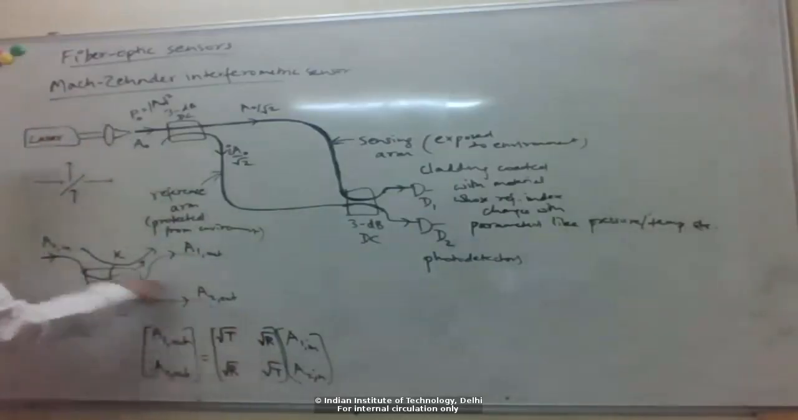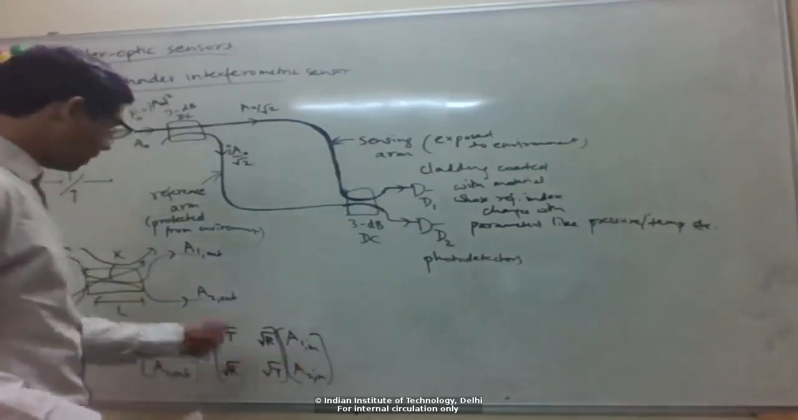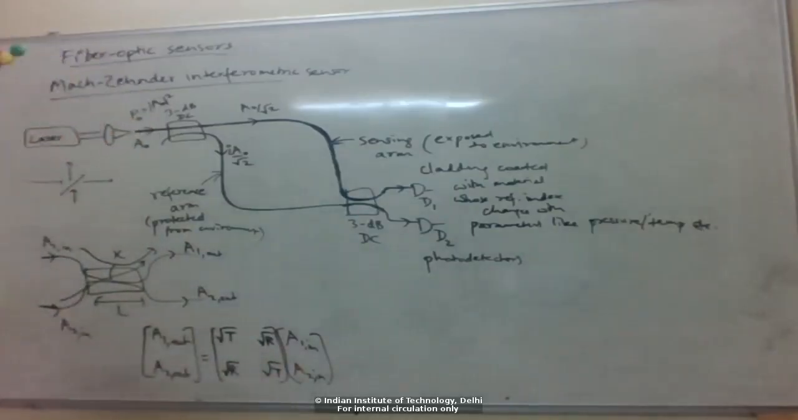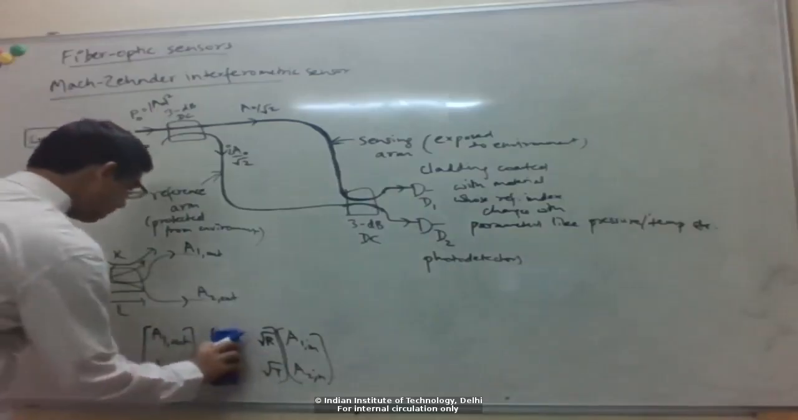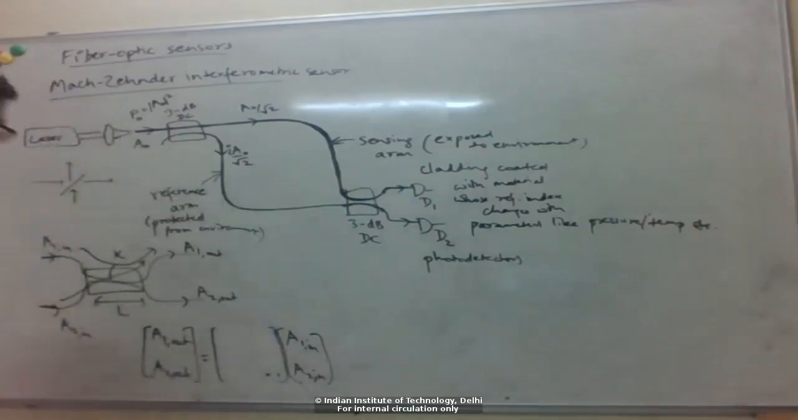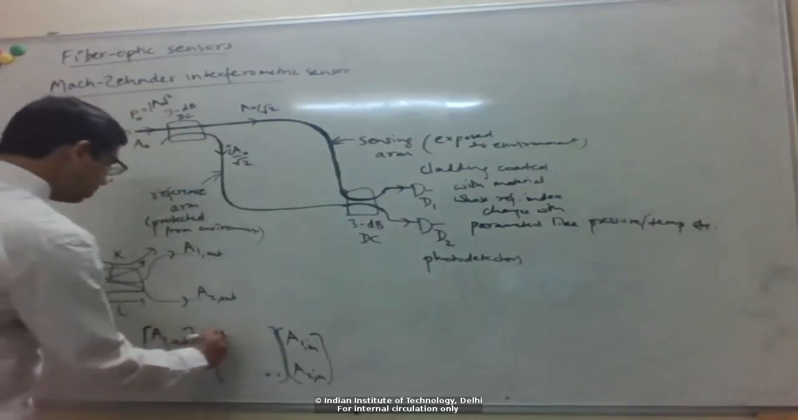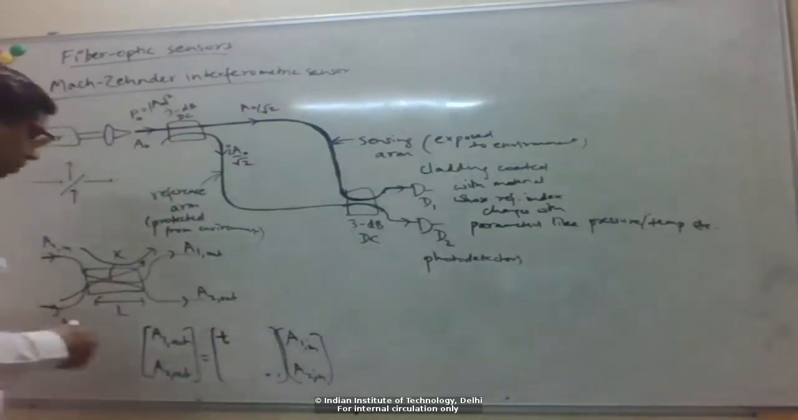So A1 out would be square root of T times A1 in, and then square root of R times A2 in, right? So you would think that, okay, now I can write it like this. But basically, let us write this as some small t, where t is the amplitude transmission coefficient.